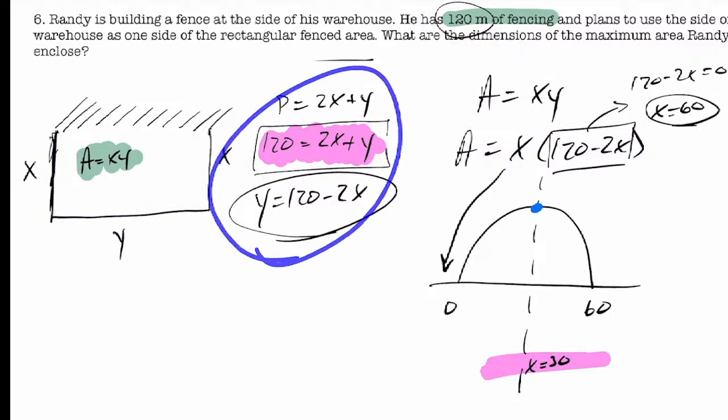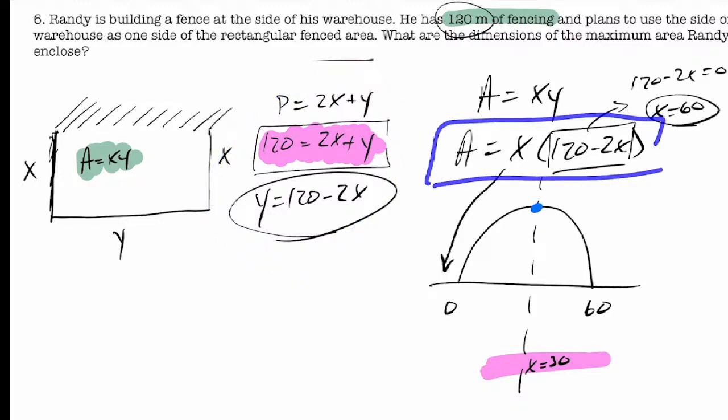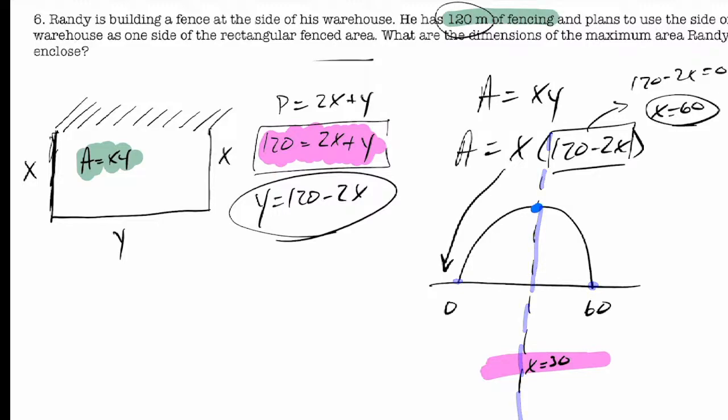So I use my perimeter relationship to rewrite the y in terms of x, and now we're here. Now that I've done that, I can go ahead and solve for this. I have the endpoints 0 and 60. The axis of symmetry is the middle. That's where maximum happens. So max happens at the middle, so I add up the roots and divide it by 2. I got my middle, my axis of symmetry, which is also the x value of the maximum.